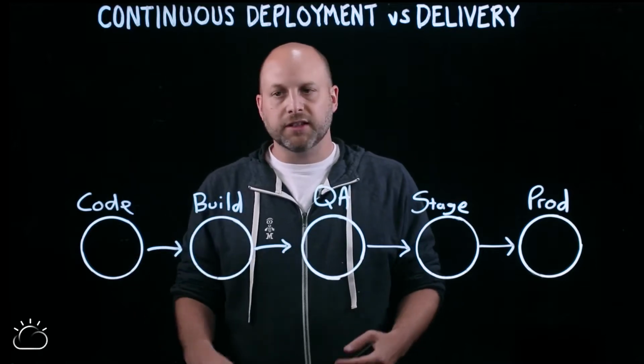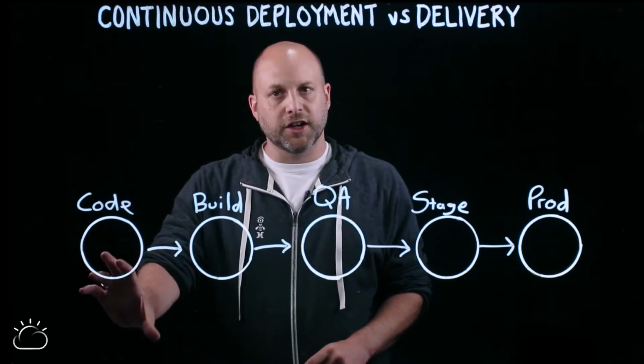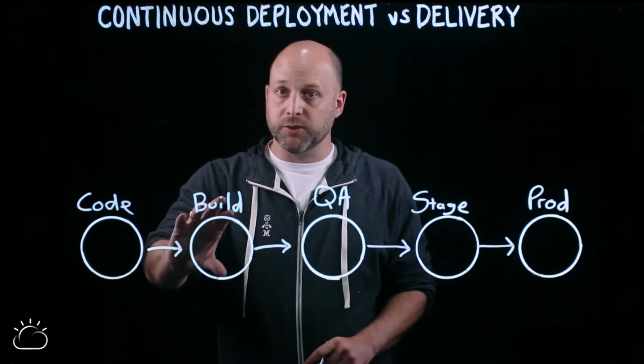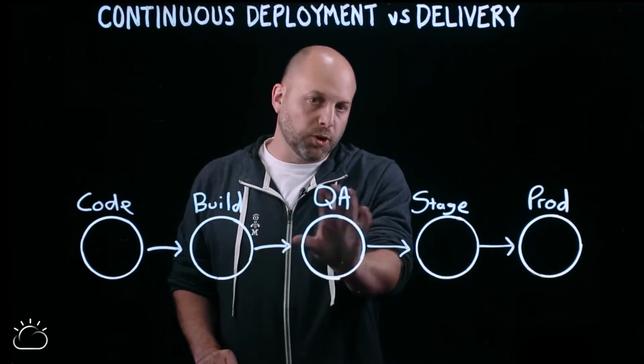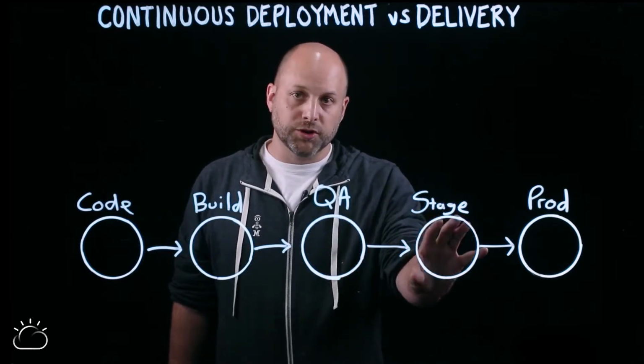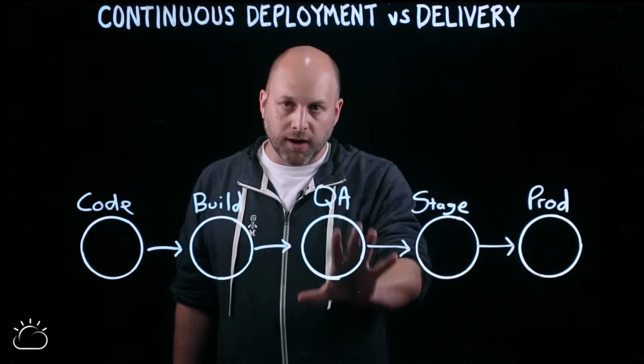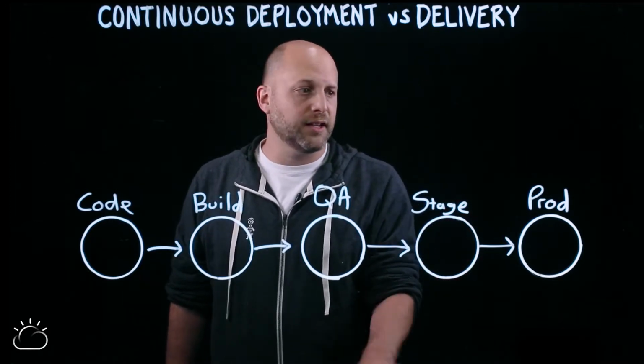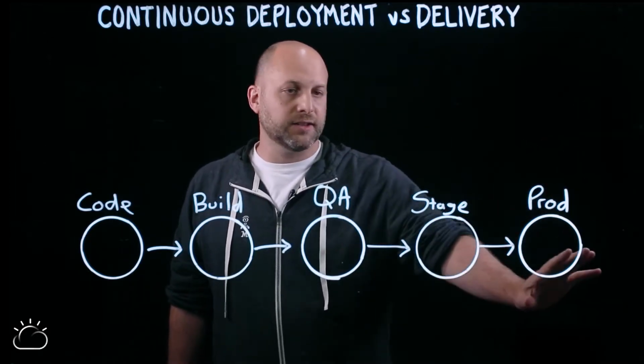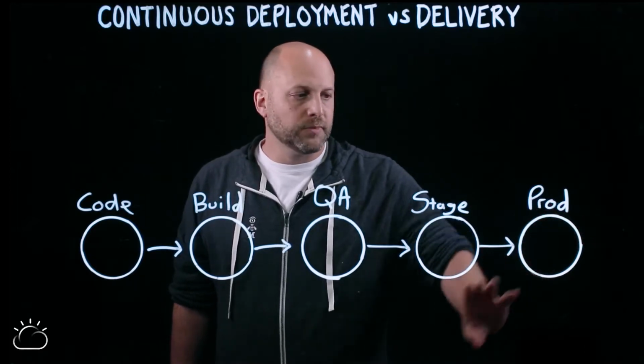So what you're basically going to end up doing is you're going to take your code, build it with a continuous integration tool, deploy it to a test environment or 2 or 3, run all of your automated tests, and then it's going to move into production.